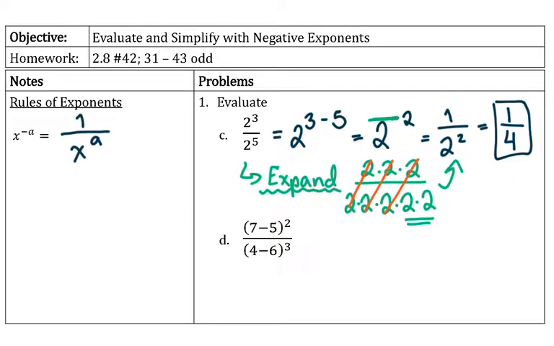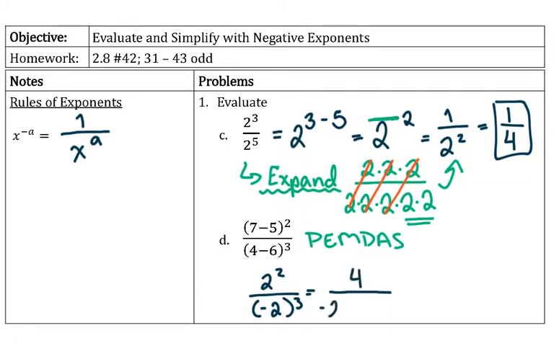Now for part D here, we need to remember our order of operations, which tells us that we should do our parentheses first. So 7 minus 5 is 2 squared over 4 minus 6, which is negative 2 to the 3rd. Since these don't have the same base, we can't simplify right now, but we can use our exponents. 4, and then this would be negative 2 times negative 2 times negative 2. So we end up with 4 over negative 8, which can be simplified. It's a positive over a negative, which is going to end up with a negative, and then 4 over 8 simplifies to 1/2.